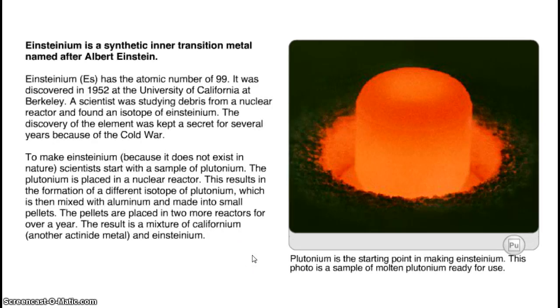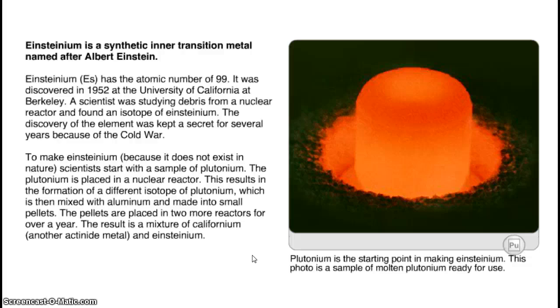Einsteinium. Einsteinium is a synthetic inner transition metal named after Albert Einstein. Einsteinium has the atomic number of 99. It was discovered in 1952 at the University of California at Berkeley. A scientist was studying debris from a nuclear reactor and found an isotope of einsteinium. The discovery of the element was kept a secret for several years because of the Cold War.